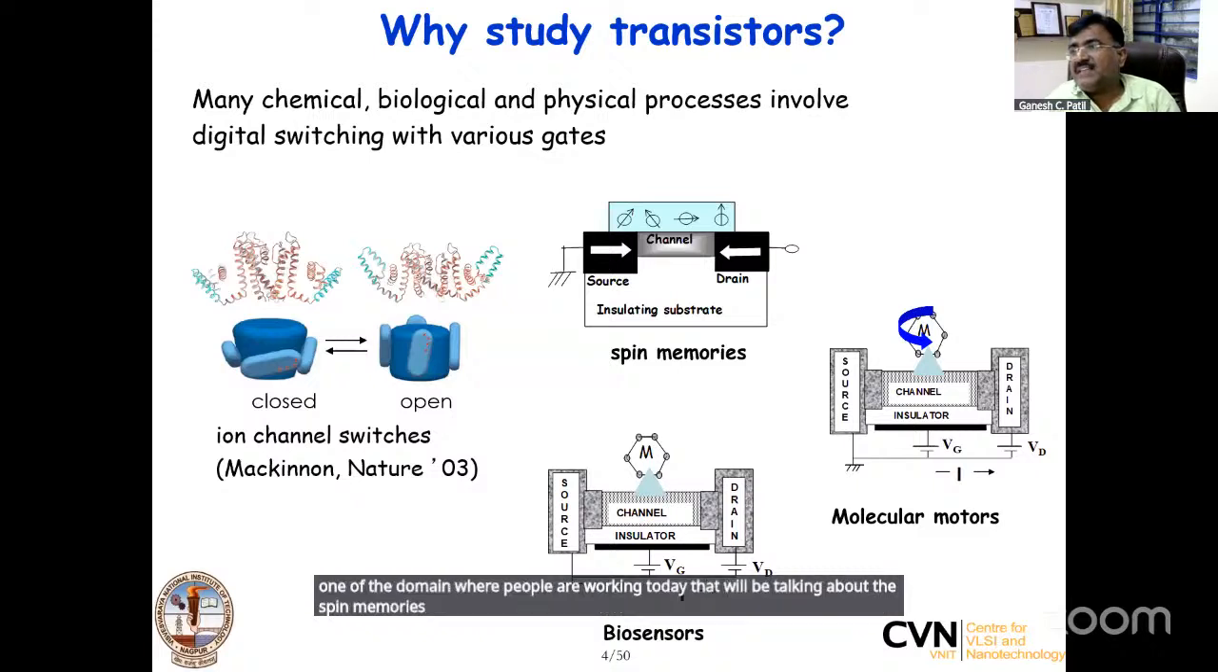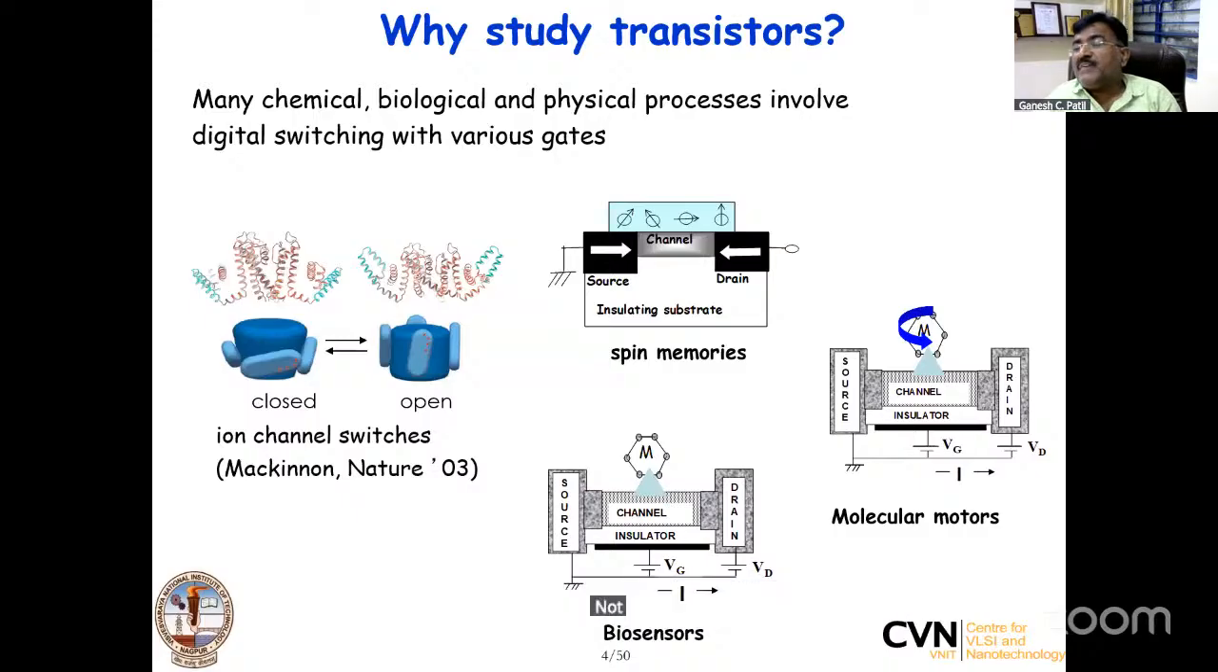The electron has the up spin and the down spin. So spintronics is the upcoming area where people are doing research. Not only this, people today are also talking about molecular electronics or molecular dynamics.